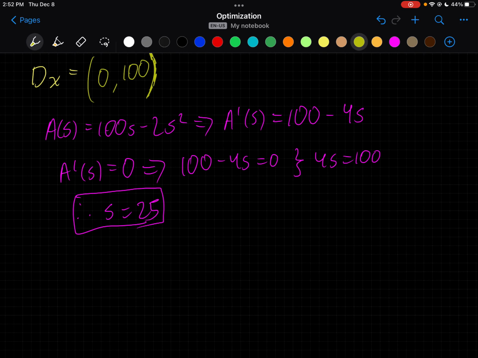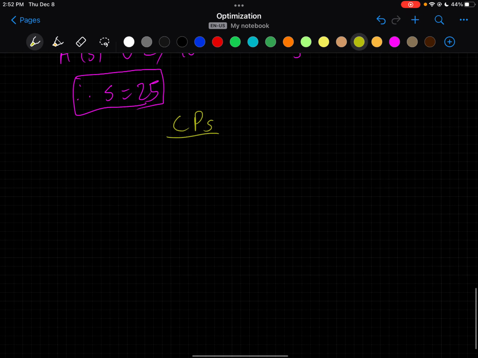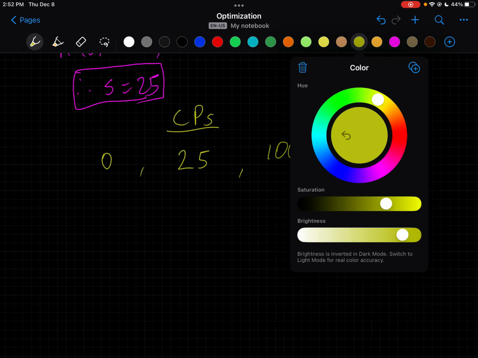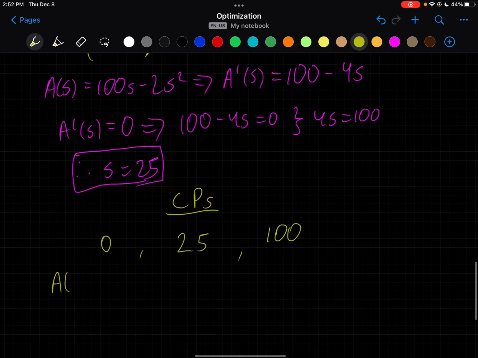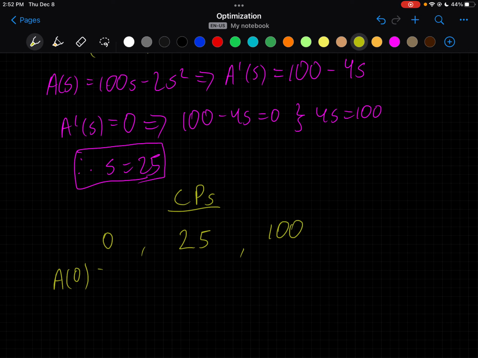So now we got our candidates. CPs, not clicks per second. Critical points. We got 0, 25, and 100. Remember, I would take the limits of these, but since we know that these are going to give you back 0, A of 0 is going to get you 0. A of 100 is also going to get you 0.